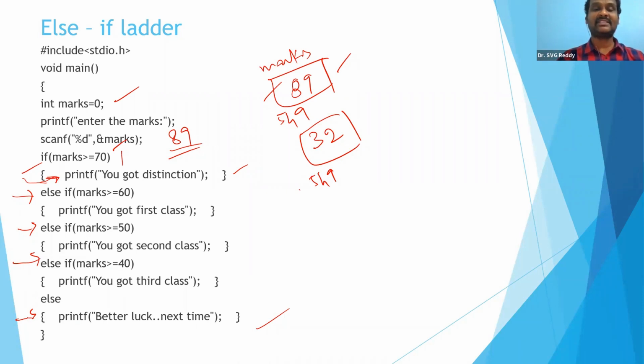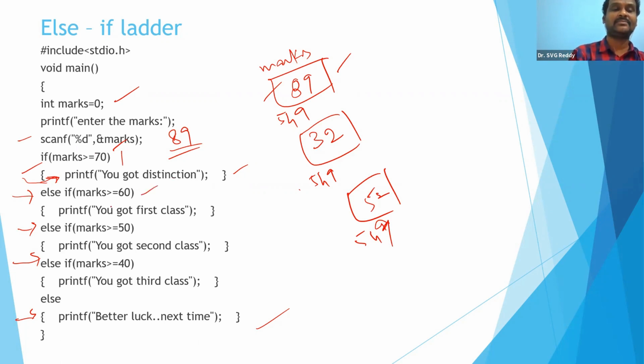In the same way, we'll just try with something else. 52. The same scanf, marks 52 now. So if it is 52, scanf reads it and places it here. And then marks is greater than 70? No. Why? Because 52 is not greater than 70, and 52 is not greater than 60 also. False. 52 is greater than 50 now? Yes. Something we got here. So then it prints, you got second class.